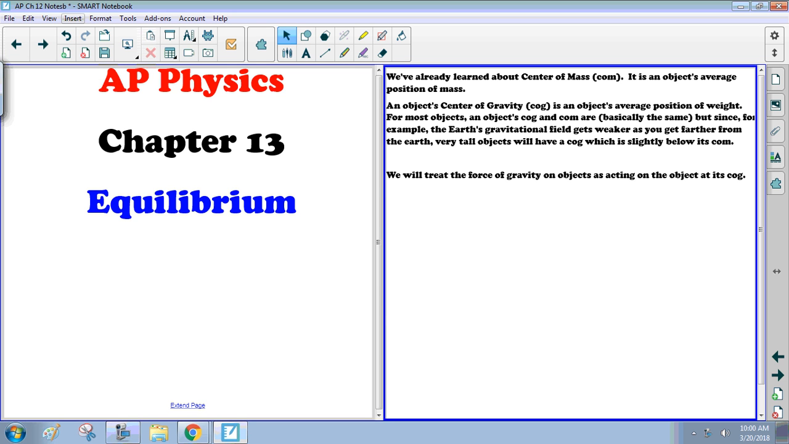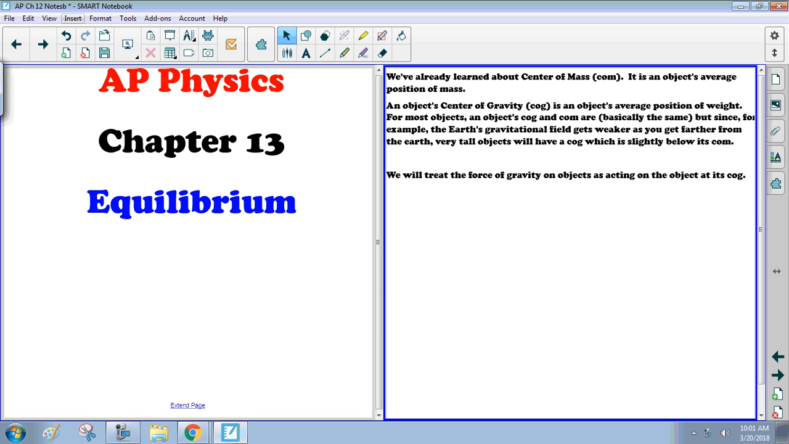So equilibrium. Real quick, we've already talked a number of times about center of mass. We did that problem with the meter stick tipping over. We talked about the fact that to calculate the change in gravitational potential energy, you measure the height to the center of mass. So we've done some of this before.